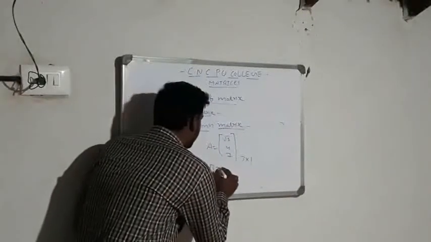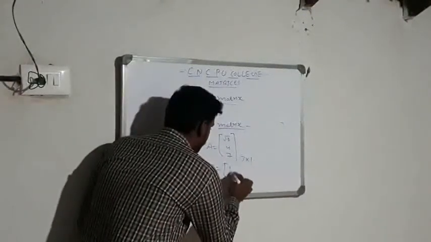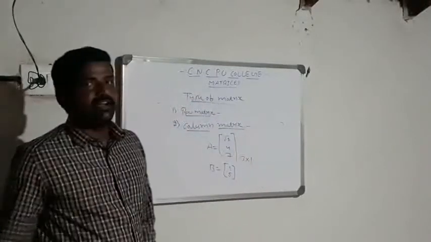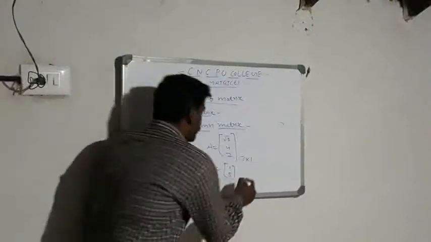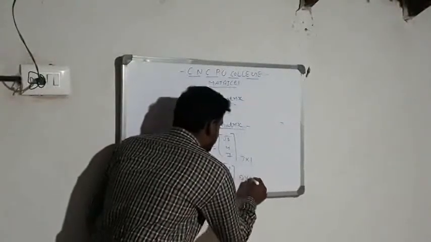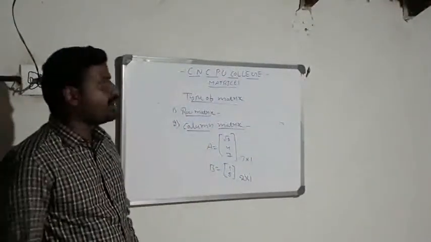Another example. This is also a column matrix. Why? Because matrix B has only one column and 2 rows. Therefore, the order is 2 cross 1. This is called a column matrix.